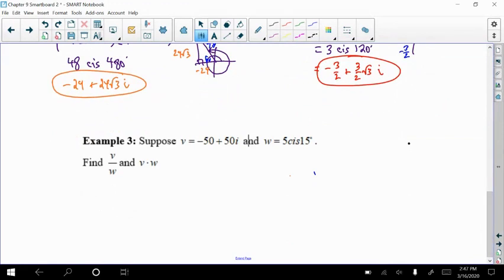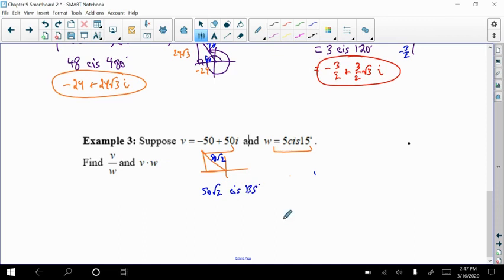Okay. One more example, I think, unless there's more hidden down there. Same idea. It's sort of mixed. One of them is a plus bi. One of them is r cis theta. So I might want to convert this one to its r cis theta format. This looks like a 45, 45, 90 triangle sitting in quadrant 2. So 50, 50. This looks like 50 root 2 would be my hypotenuse. And so then that would be 50 root 2 cis 135 degrees.